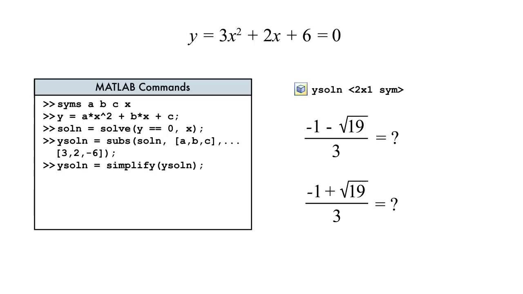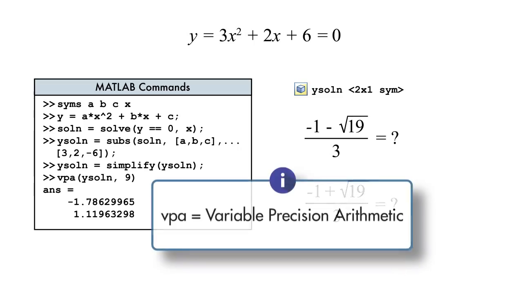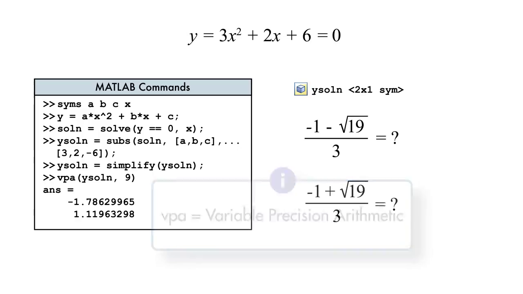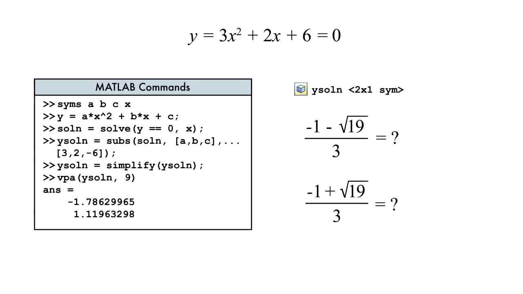In many cases, we still need a numeric representation of our symbolic results. Again, no problem. We use the Variable Precision Arithmetic, or vpa function, to view the exact solution as a number. The second input to the vpa function specifies the number of digits to include in the output, and the output is still a symbolic variable.